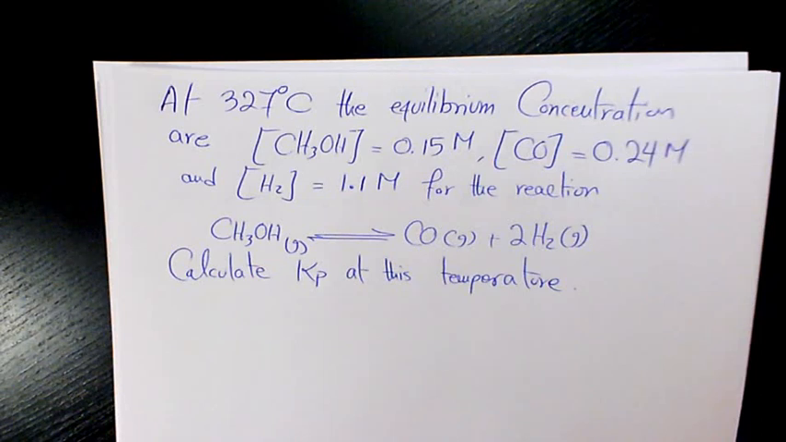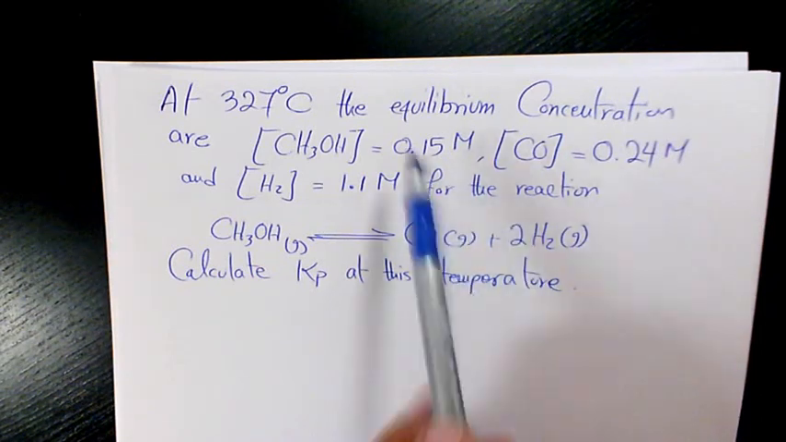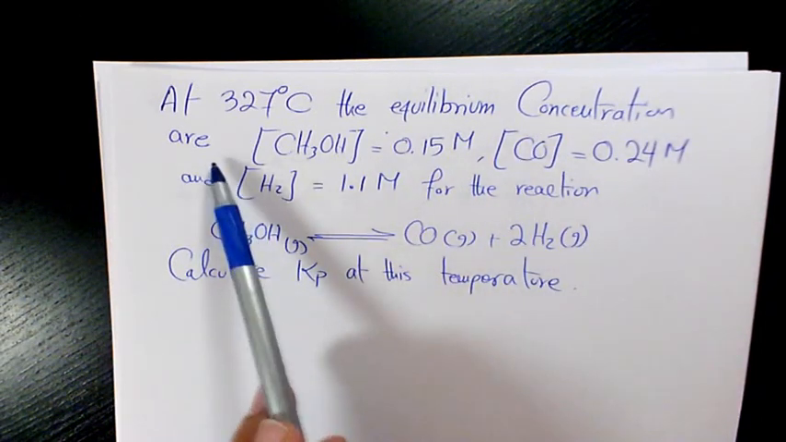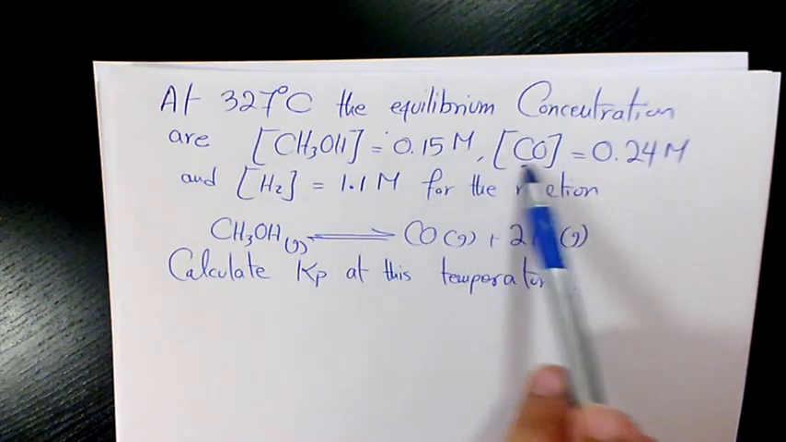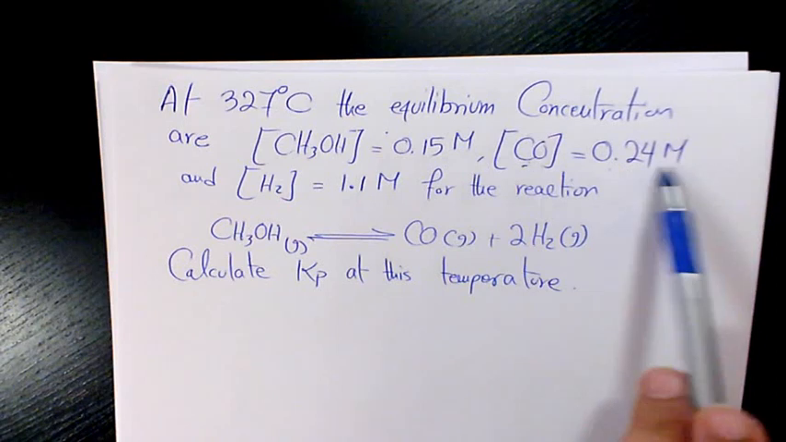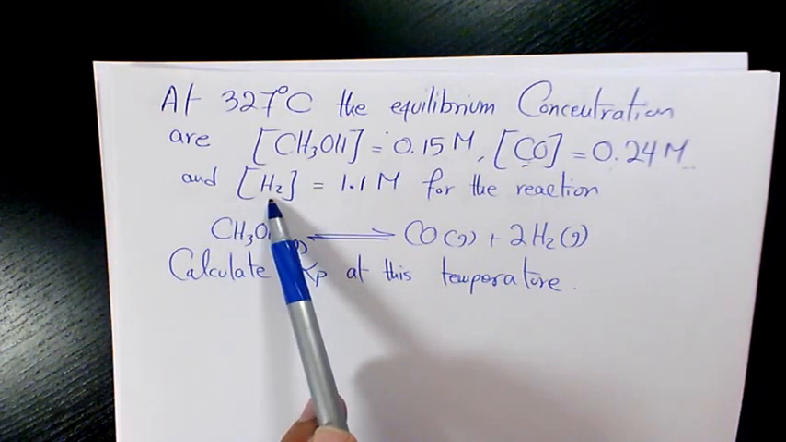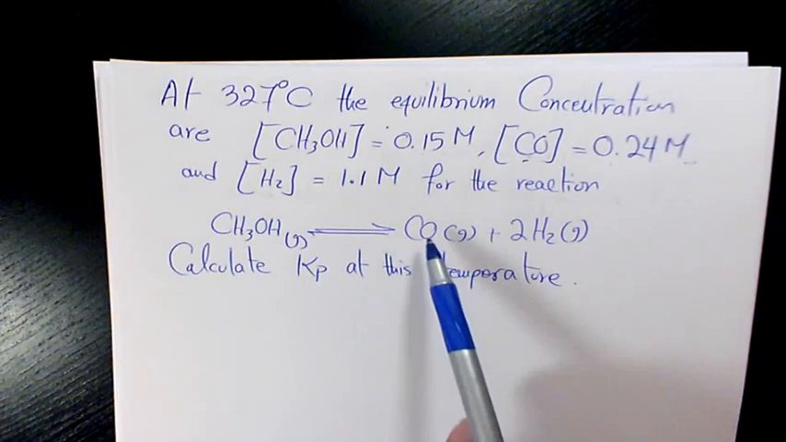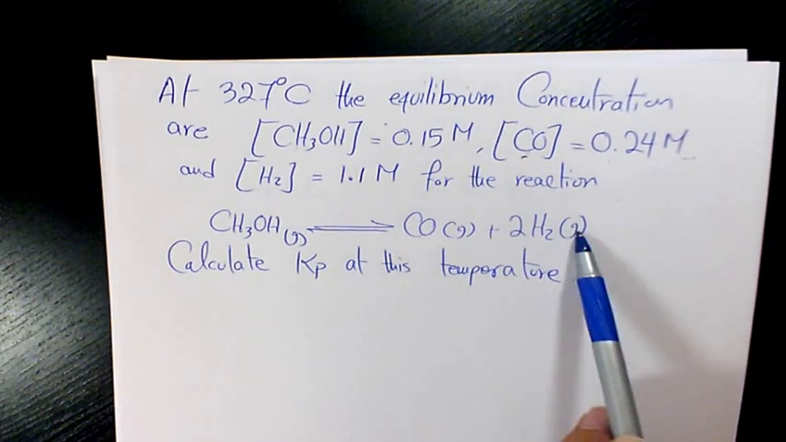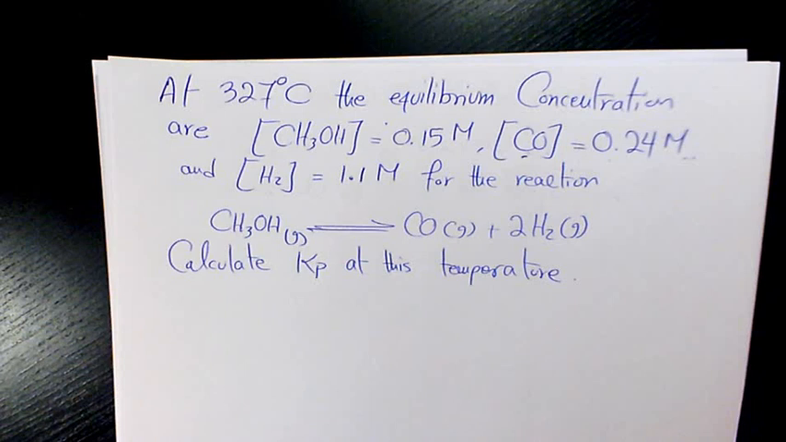At 327 degrees Celsius, the equilibrium concentrations are methanol 0.15 molar, concentration of carbon monoxide CO is 0.24 molar, and the concentration of hydrogen is 1.1 molar for the reaction methanol gives carbon monoxide plus 2H2. Calculate Kp at this temperature.